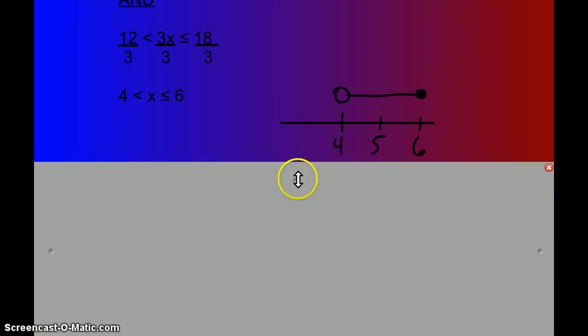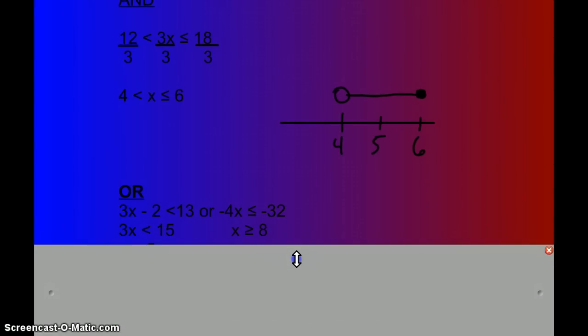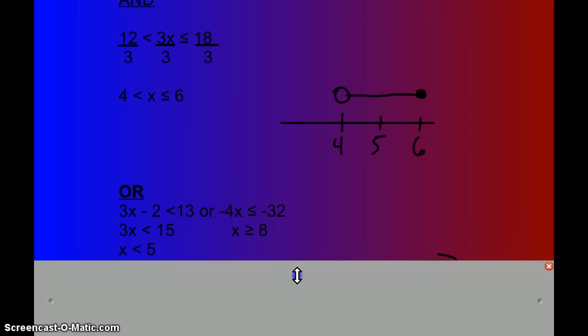So an or situation is a little bit different. We have two inequalities: 3x minus 2 is less than 13, or negative 4x is less than or equal to 32. Now this is an or situation, so one works or the other works. We have to solve them both independently. So we go through and treat them as completely individual problems. On the left, we add 2 to both sides, giving us 3x is less than 15, and then we divide both sides by 3, giving us x is less than 5.